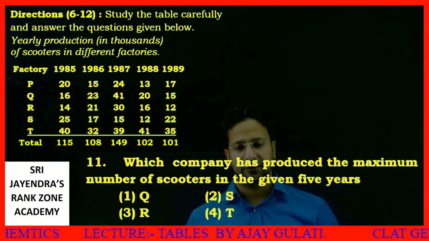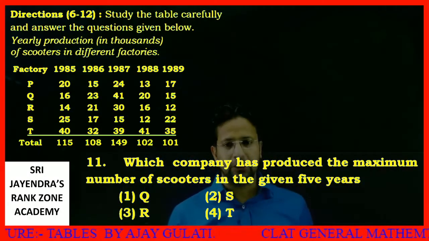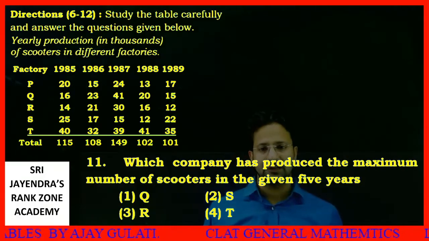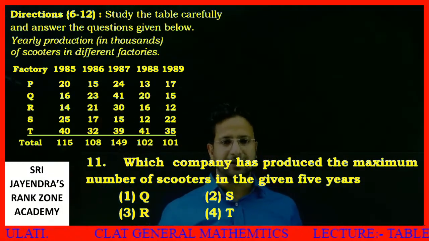See students, this question can be done by 2 methods. First of all, you add all these values and then write down. Or there's a logical approach. Logical approach is just by looking at the values. Now see, can we figure out directly which company has produced maximum?